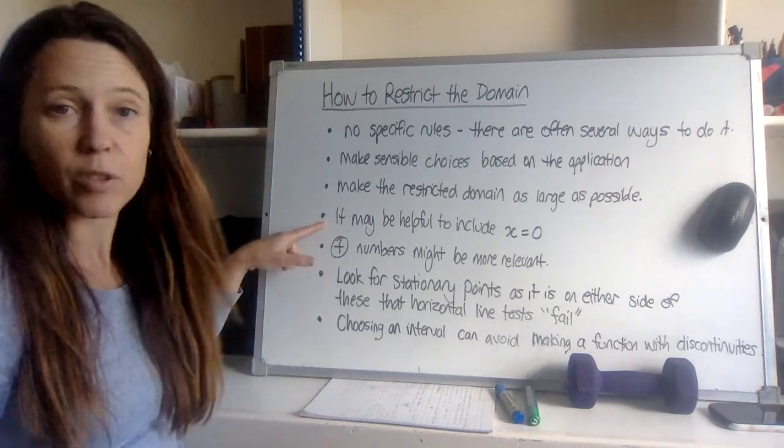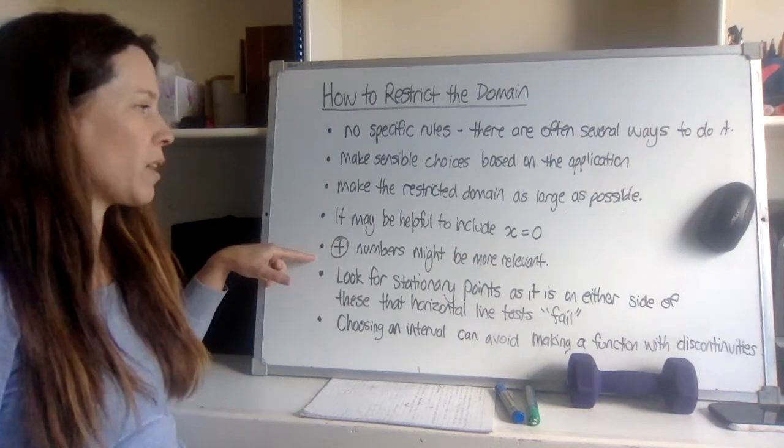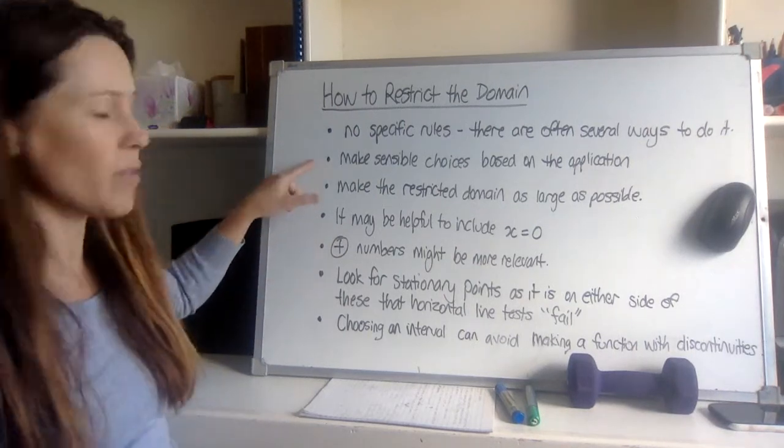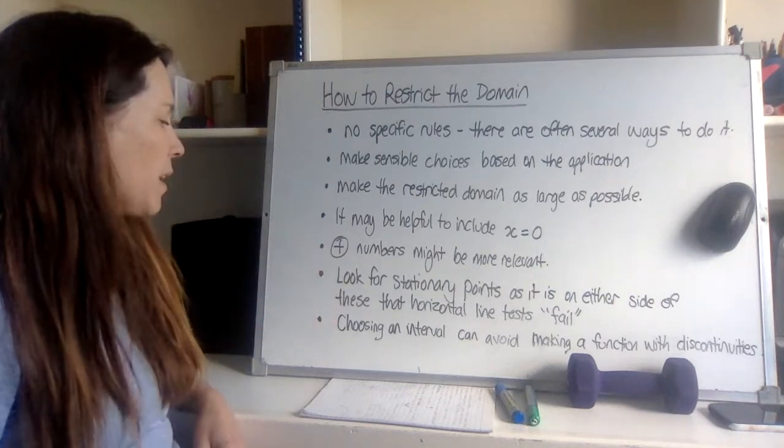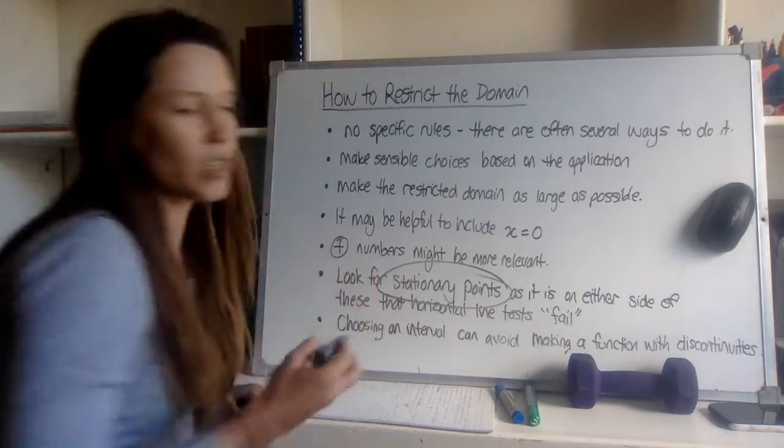It might be helpful to include x equals 0. Positive numbers might be more relevant, so depending on your application of how you're using the graph, have a think about that. But here's the key thing. What we want to do is look for stationary points.